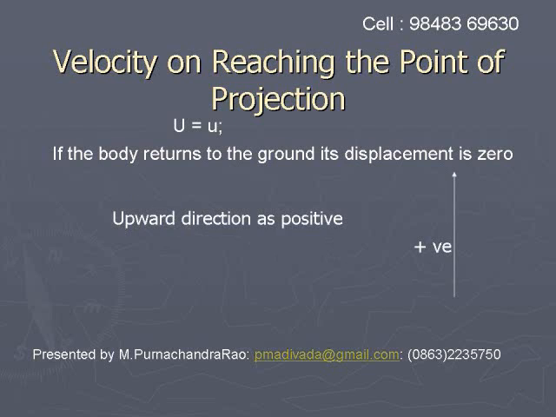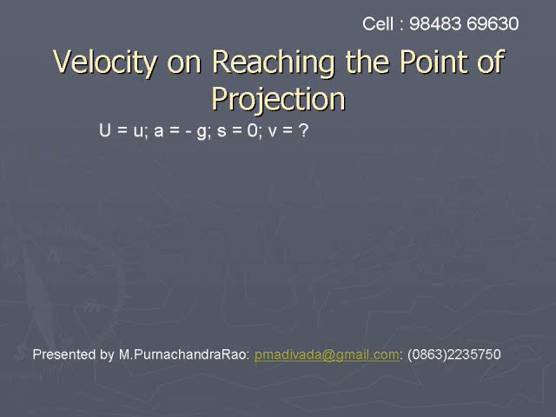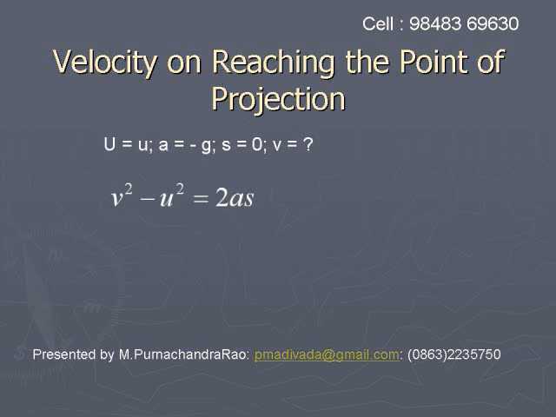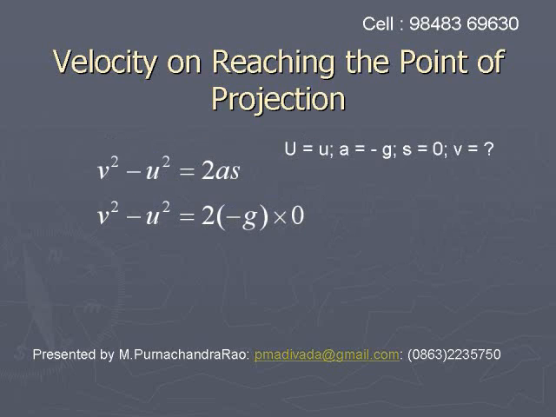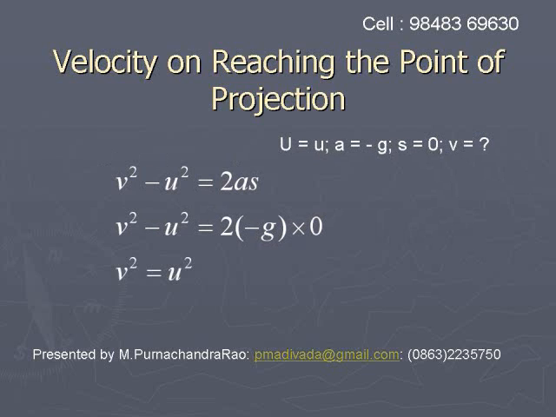Let us consider the upward direction as positive, initial velocity direction as positive, then the acceleration a is equal to minus g. So we take u is equal to u, a is equal to minus g, s is equal to 0, and v is how much? From the same relation, v square minus u square is equal to 2 into minus g into s, which is 0. So the right hand side becomes 0. Therefore, v square is equal to u square.